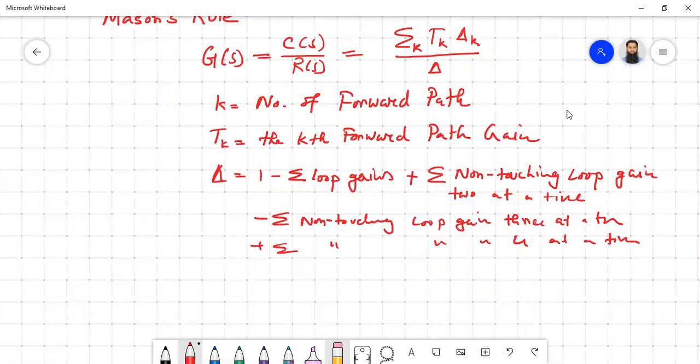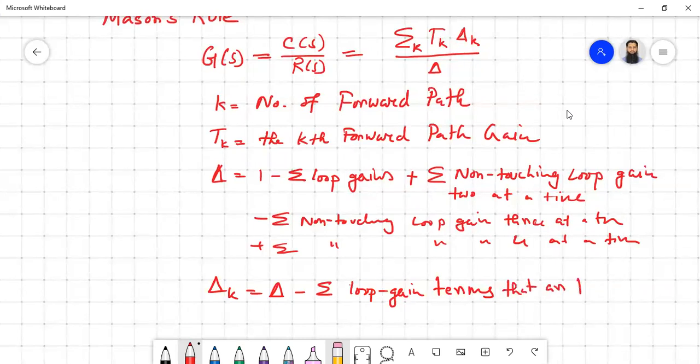Now, what is del k? Del k is from del, we have to subtract the loop gains, those who are actually touching the k path. So summation of loop gain terms that are touching the forward path.